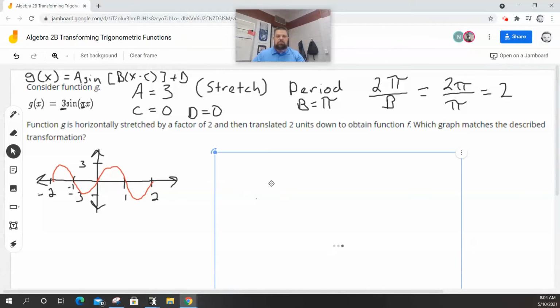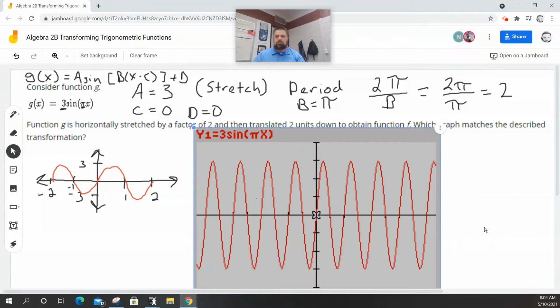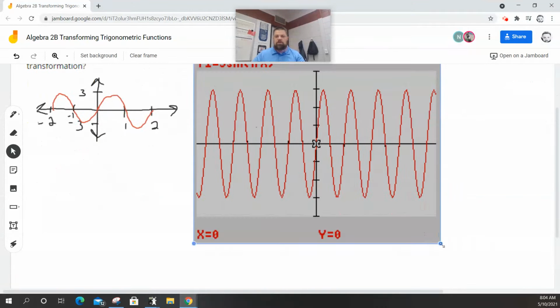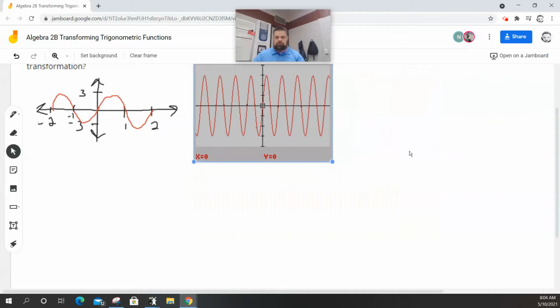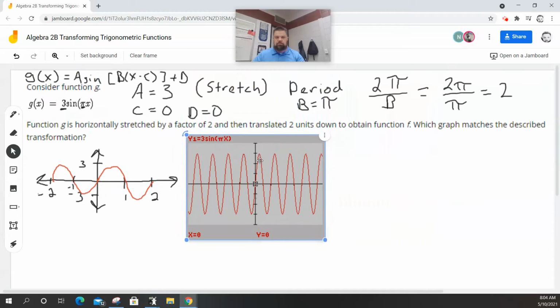So now we need to transform that by a factor of 2. So we want to horizontally stretch it out by a factor of 2. What that means is the period goes from 2 to 4. So we've got to think about what b is, and then we're going to translate it down 2 units.